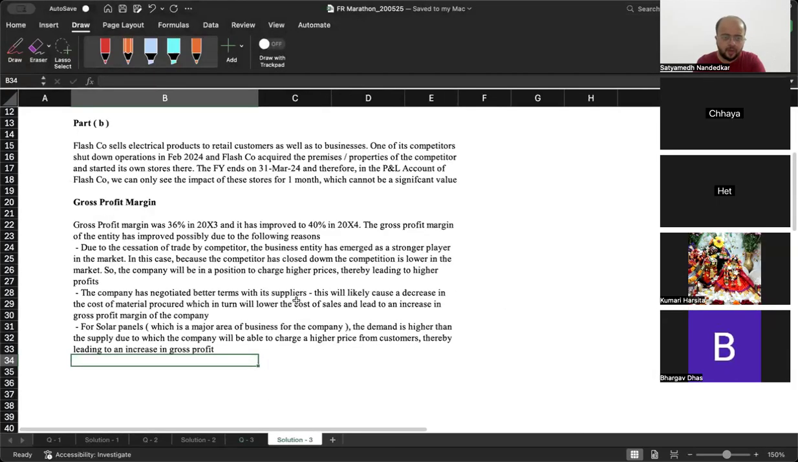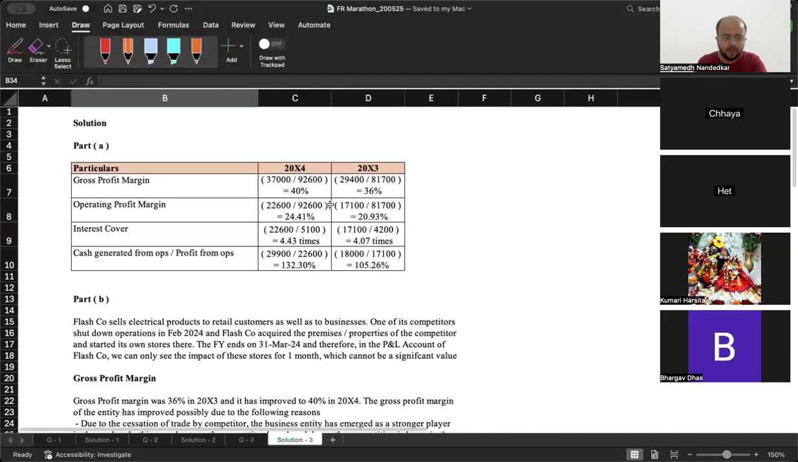Now, look at operating profit margin. Operating profit margin has gone up from 20.93 to 24.41. So, even this has improved, right?